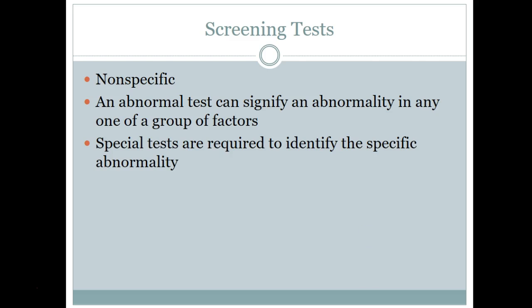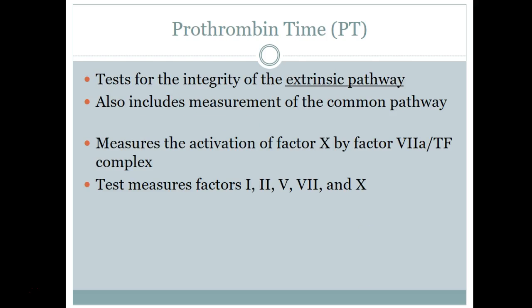All right, so screening tests again are non-specific. They're just going to screen. We're looking to see if there is an abnormality within one of their pathways or within their coagulation system in general. If something comes up abnormal, then we can get to more specialized or confirmatory type testing to detect what truly is happening. So prothrombin time, like I said earlier, very, very common test ordered in the coag world.